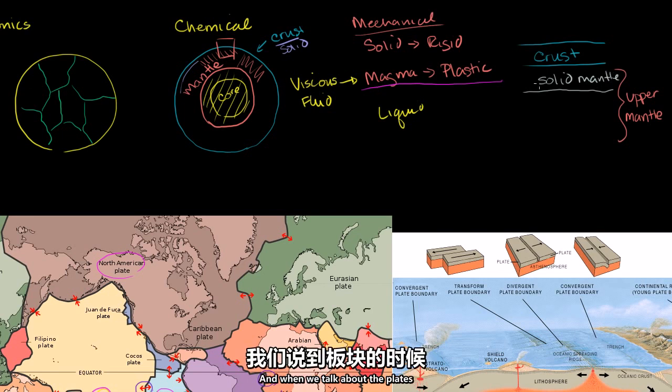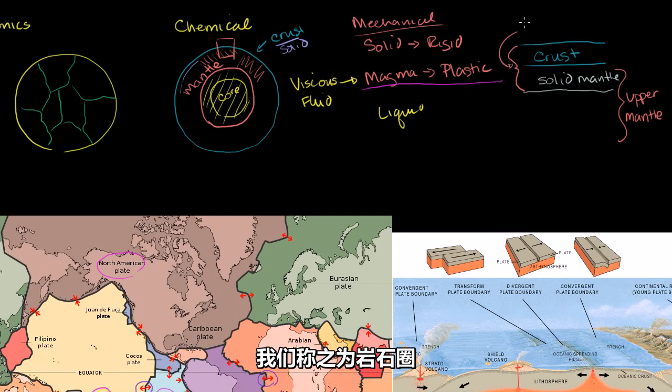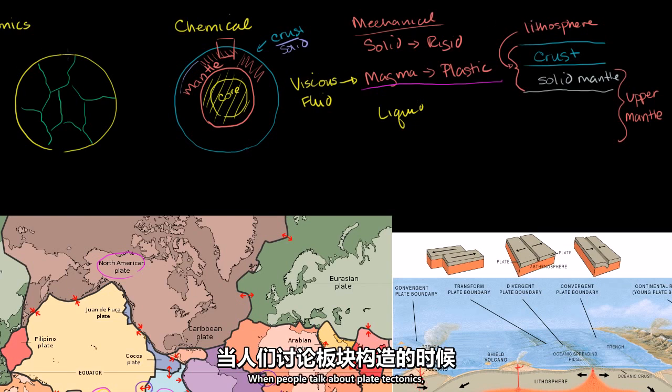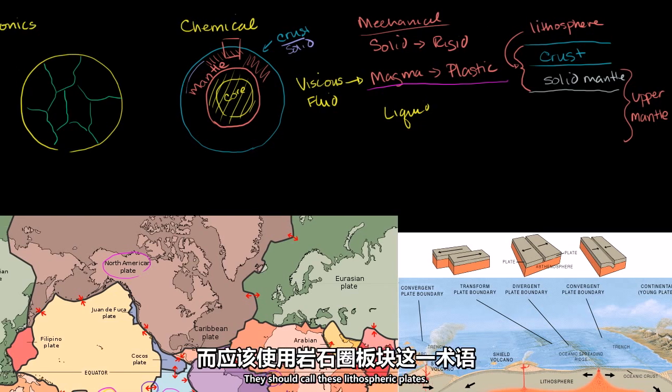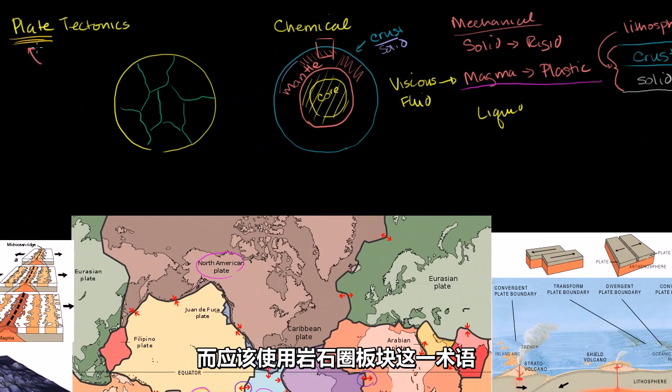mantle. And when we talk about the plates, we're actually talking about the outer solid layer. So that includes both the crust and the solid part of the mantle. And we call that the lithosphere. When people talk about plate tectonics, they shouldn't say crustal plates. They should call these lithospheric plates.